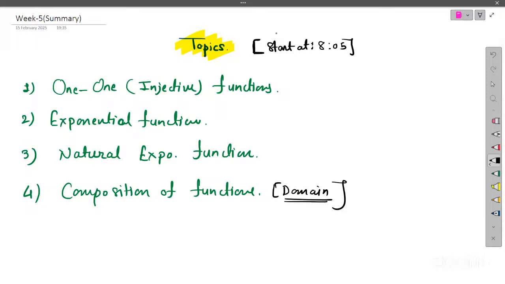This is the important topic in the composition of functions. Mainly they will ask you to find the domain, that means what will be the domain of f composite g if f and g are given to you. How can we find the domain of the composition of two functions? This is the one thing I want to cover in detail. So let's start with the one-one function.